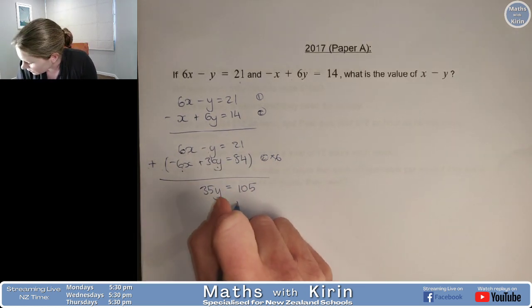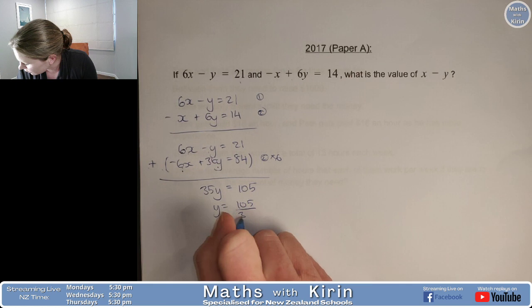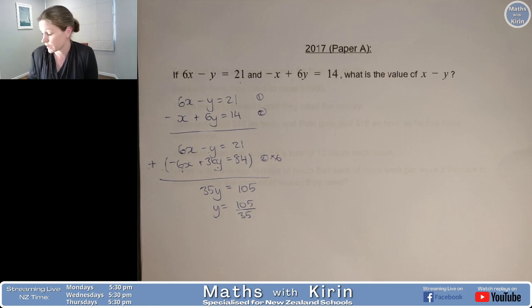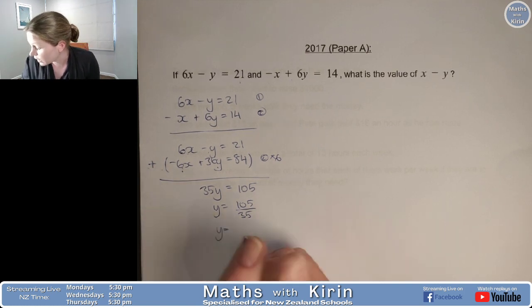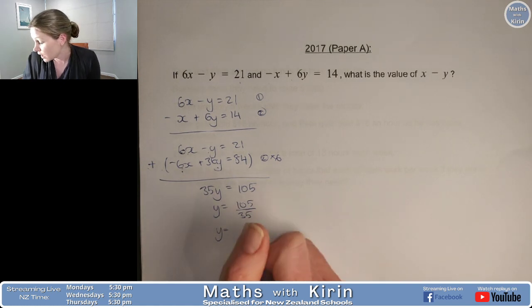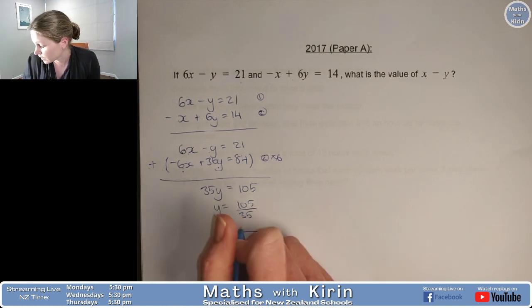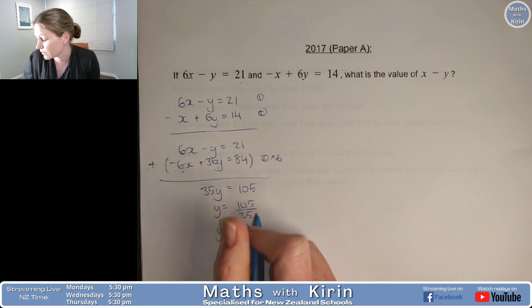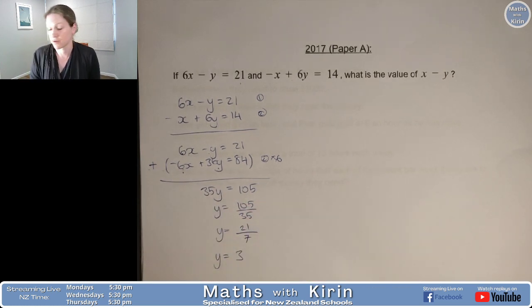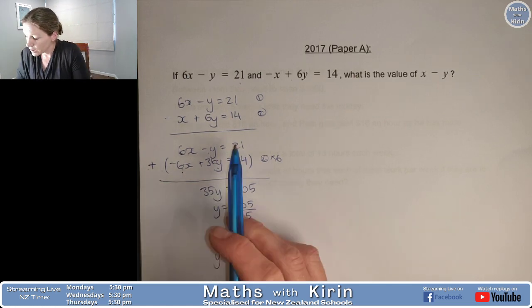So that means that y is 105 over 35. Now, if you don't know what 105 divided by 35 is, you might do some working on the side, see if you can figure it out. Or you might recognize that you can divide both 105 and 35 by 5. So 105 divided by 5 is 21, and 35 divided by 5 is 7. And then we can simplify that to 3. So that works. So y is 3.